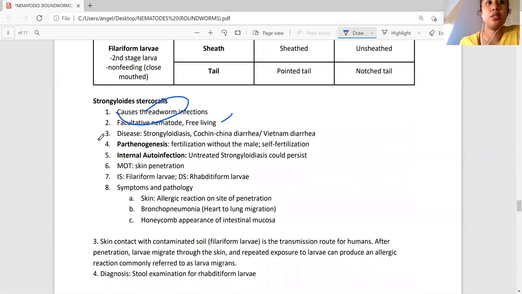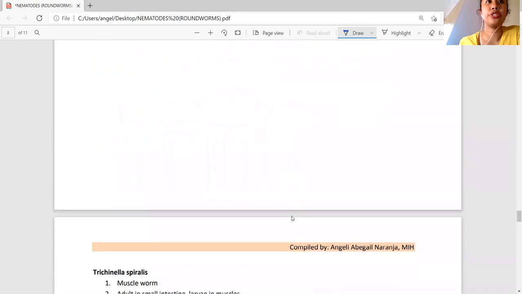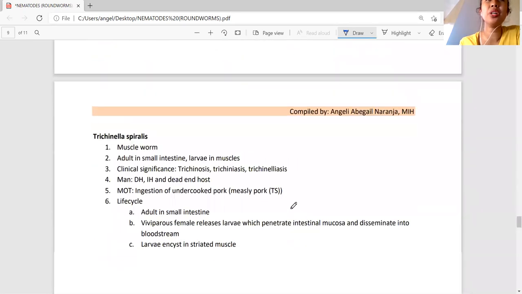Ayun. Bronchopneumonia, honeycomb appearance, skin contamination. Haradamori, class.